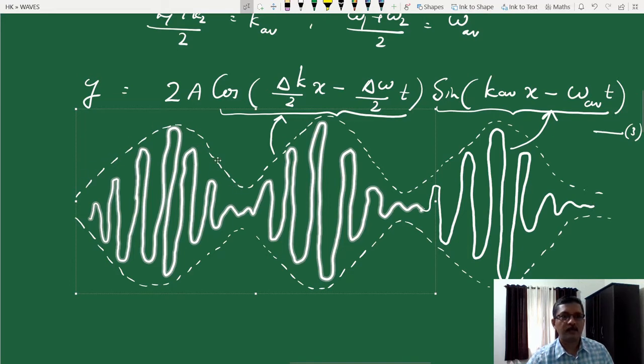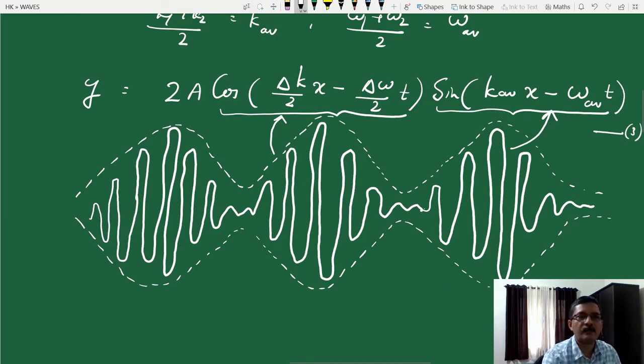It becomes maximum, then decreases to minimum, then becomes maximum, then minimum, like that. So the amplitude slowly varies. For example, we can interpret equation 3 like this. If you look at the term in the curly bracket, you can treat it as the amplitude of the resultant wave. So you can see that the amplitude varies with x and t, with position and time.